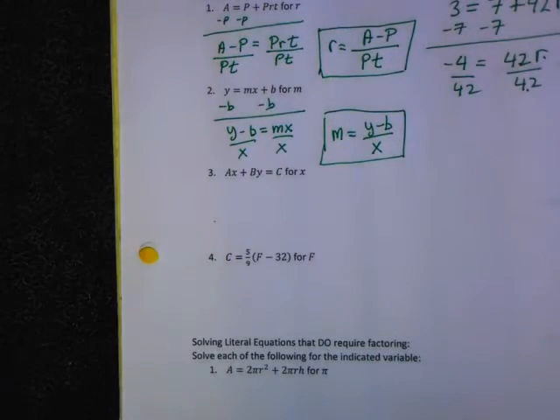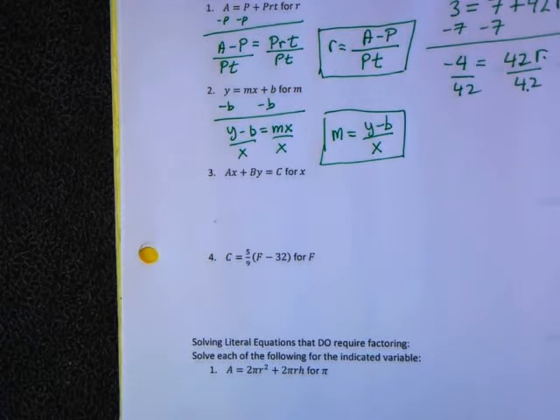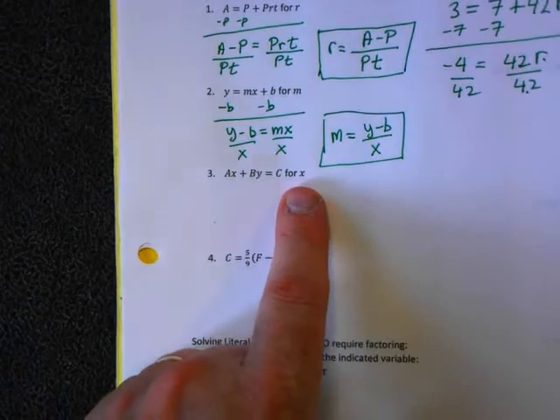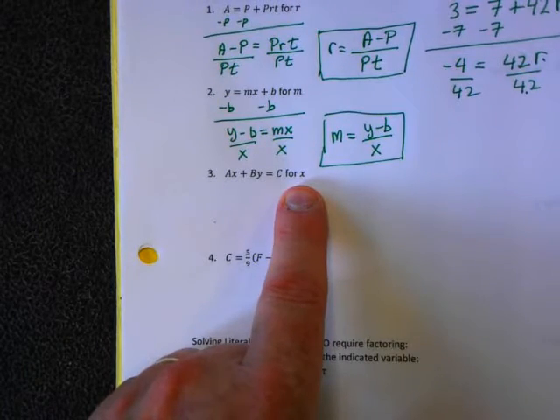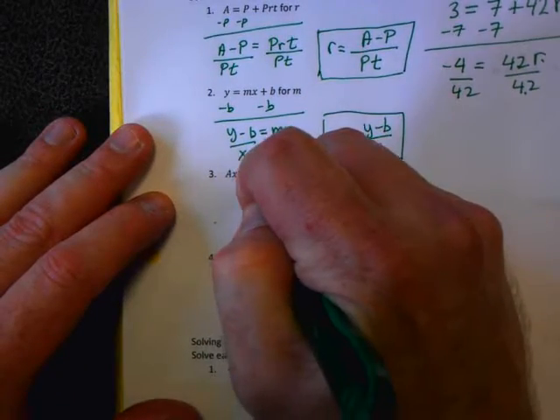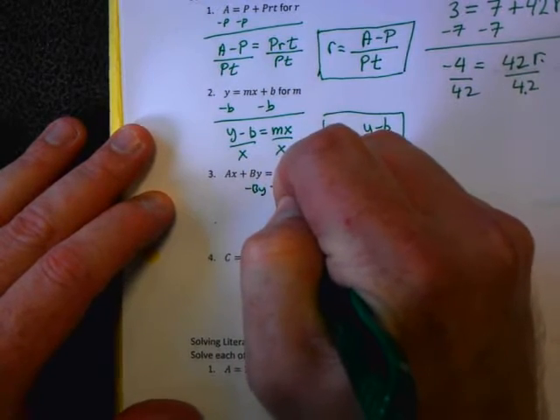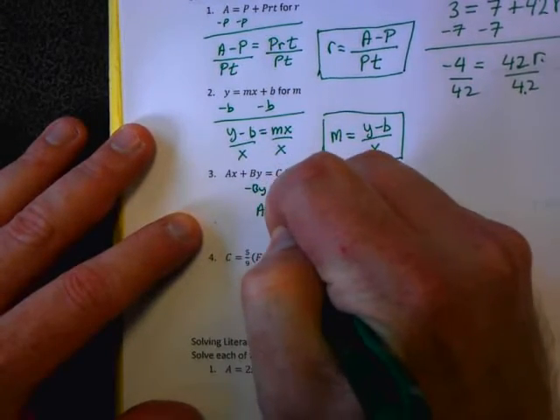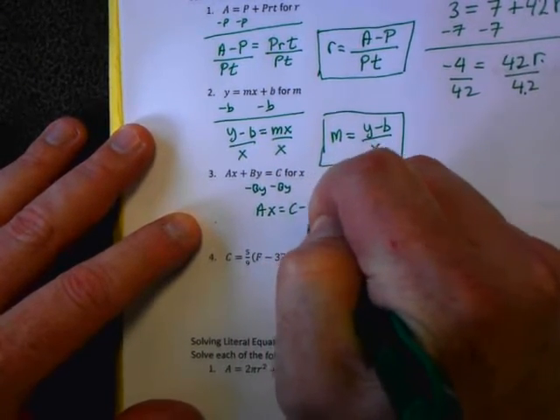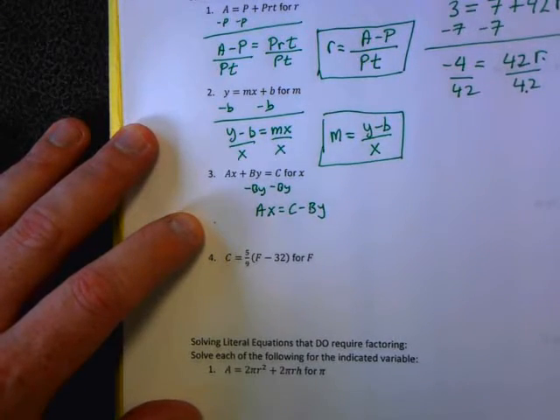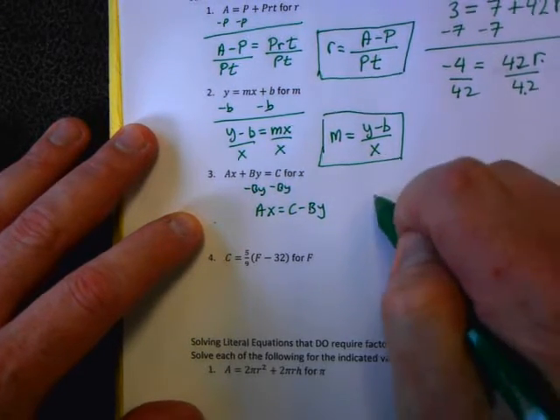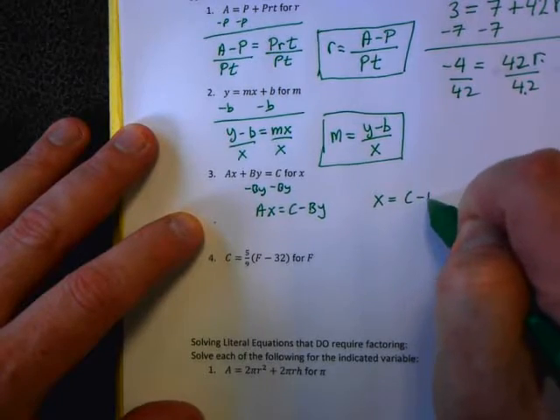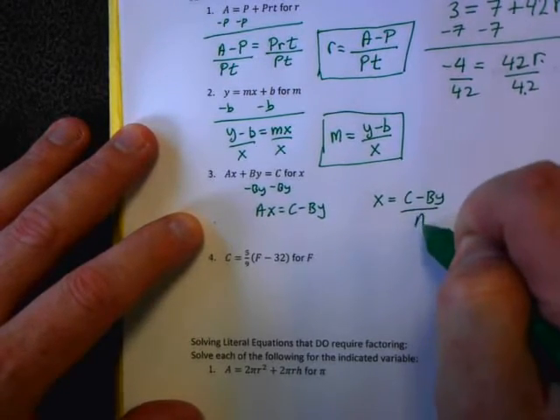All right, number 3, I think nearly everybody had number 3 done quickly. What did you do to get the x all by itself? Subtracted by. Subtracted by on both sides. You get rid of the addition first. So ax equals c minus by. And then to get the x all by itself, divide by a. So x is c minus by over a.